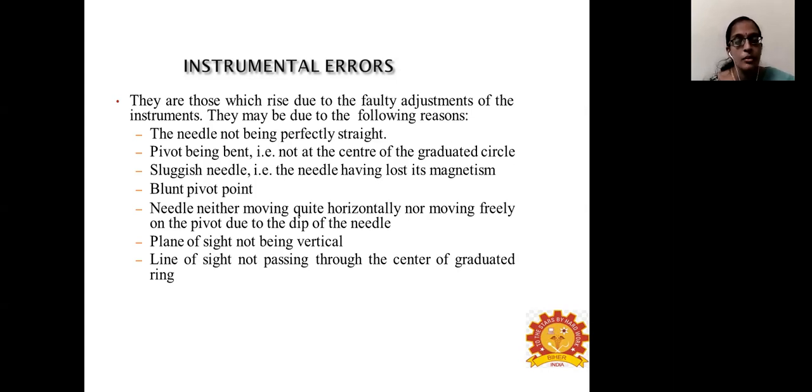The needle may lose its magnetism, and the pivot point may be blunt. The needle may neither move horizontally nor move freely on the pivot due to the dip of the needle. And the plane of sight may not be perfectly vertical, so the line of sight does not pass through the center of the graduated ring. These are the reasons why instrumental errors happen.